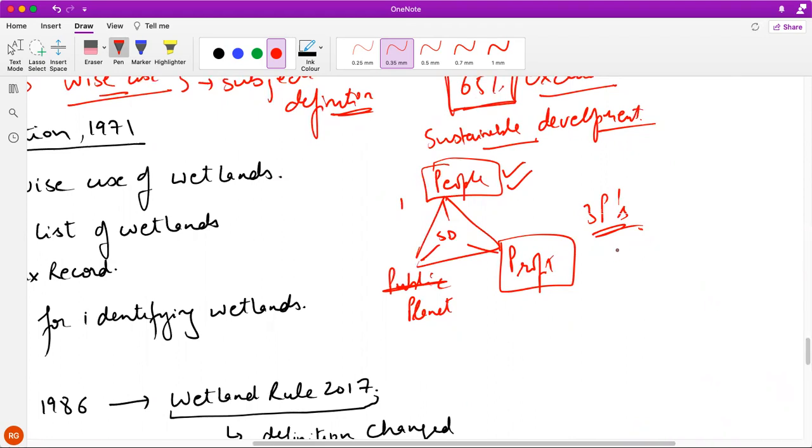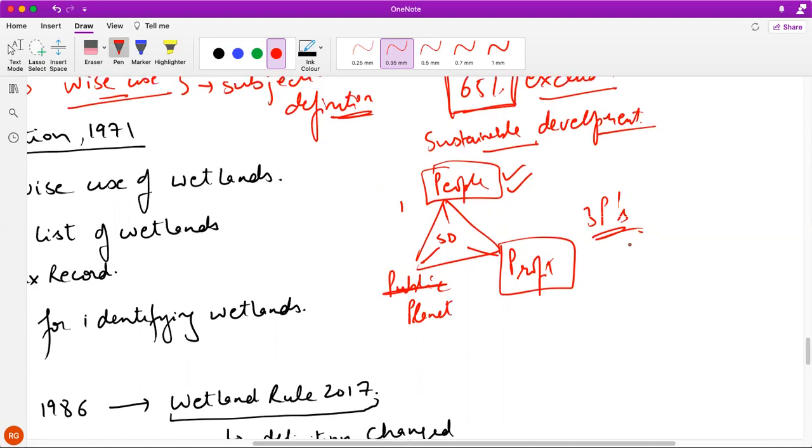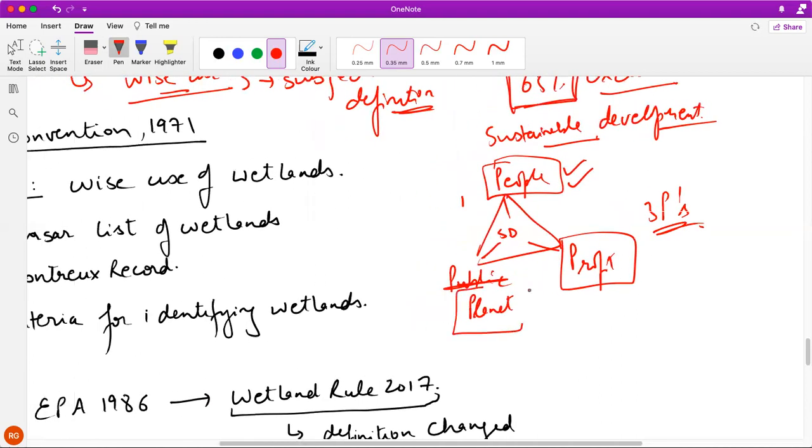Okay. Then practices like fishing, grazing, sand mining, they should be allowed to such an extent that it doesn't cross the carrying capacity of the wetlands. And tourism should be ecotourism. Then treat the waste before releasing into wetlands. Then circular economy, as we have seen the example of East Kolkata wetlands. Then planet means ecological character.